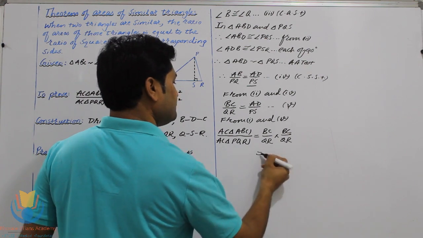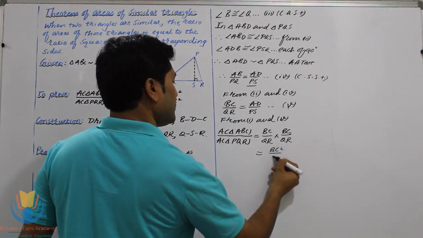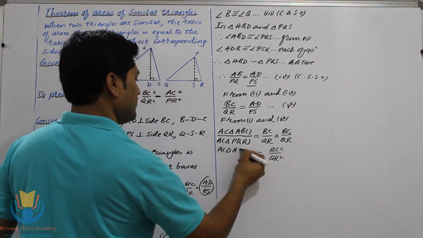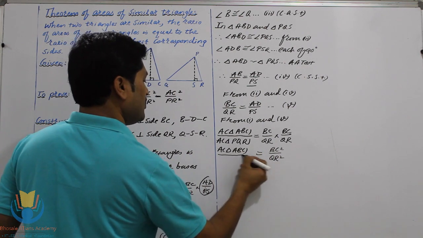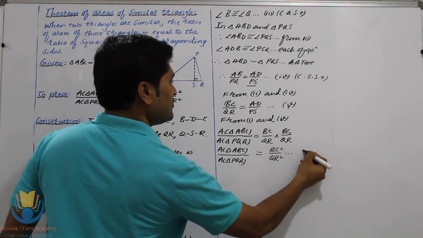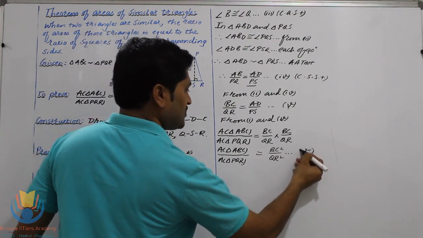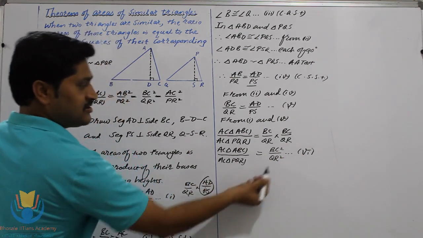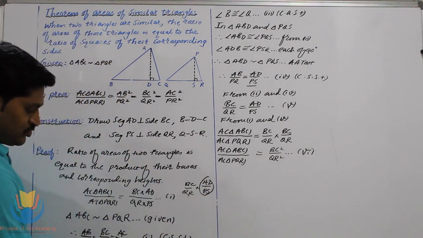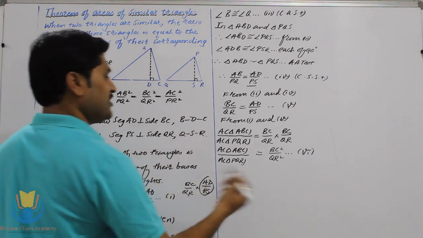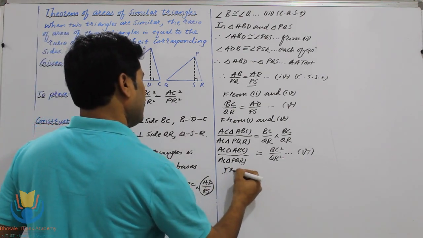So let's multiply it. So BC into BC is BC square, QR into QR is QR square. So this area of triangle ABC upon area of triangle PQR remains as it is. So this is going to be equation number 6. So now look at equation number 2nd and this equation number 6. So this BC by QR is already equal to those two ratios. That means BC by QR is equivalent to those two ratios, so we can write the same.